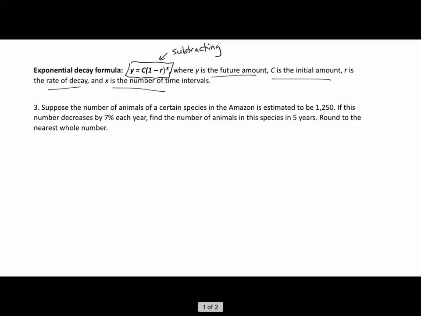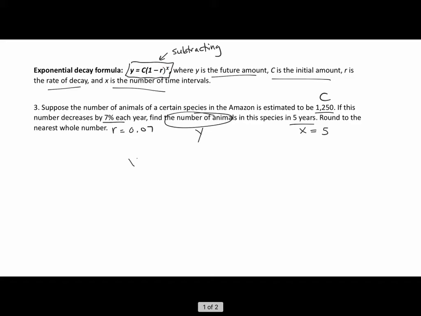So, for example, 3, suppose the number of animals of a certain species in the Amazon is estimated to be 1,250 right now. If this number decreases by 7% each year, find the number of animals in this species in 5 years. Round to the nearest whole number, of course. So, underline some of these numbers here, and that's what we're looking for, the number of animals in the future. So right now there's 1,250. The rate is 0.07, and the time interval is 5 years.